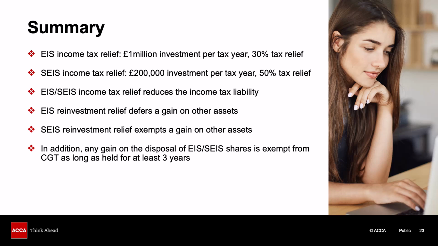On the capital gains tax relief side of things, EIS reinvestment relief defers the gain on other assets because the individual has invested the proceeds into EIS shares, and SEIS investment relief is an exemption on a gain on some other assets because the individual has invested the proceeds into SEIS shares. And then don't forget that the EIS or SEIS shares themselves can be exempt from capital gains tax as long as they're not disposed of within 3 years.